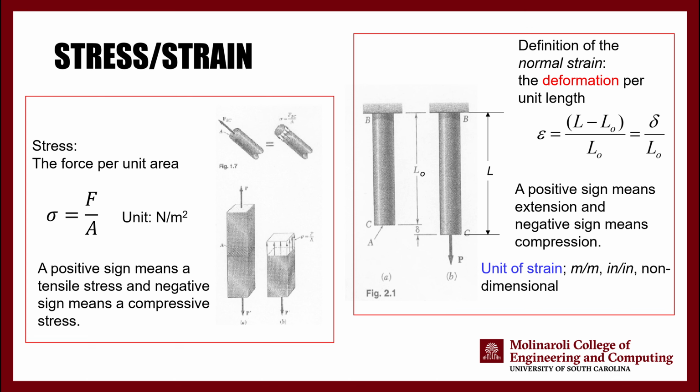You have to keep in mind that the strain is unitless because we are dividing a unit of length by another unit of length, which makes a strain a dimensionless variable. A stress, on the other hand, is in newtons per square meter. A positive sign for a strain means extension. A negative sign for a strain means compression. This is consistent with the stress: negative sign compression, positive sign extension or tensile stress.